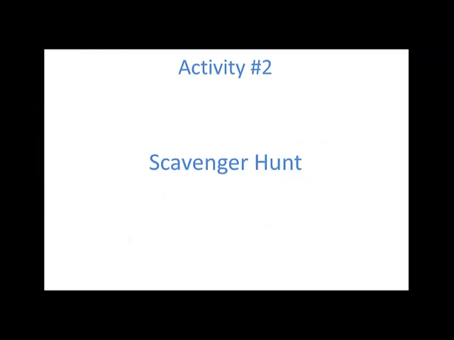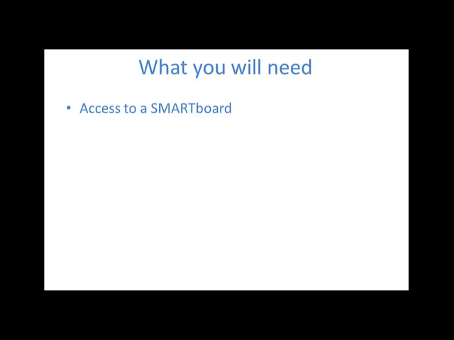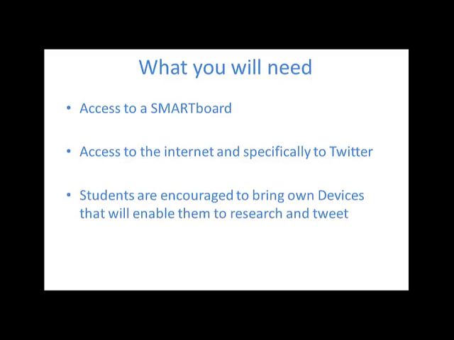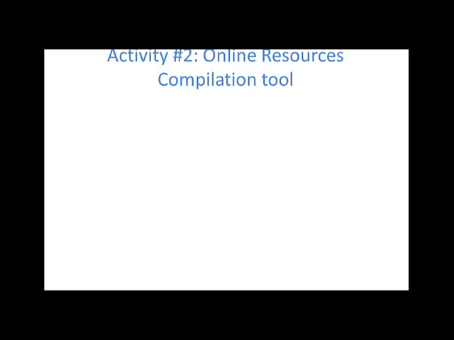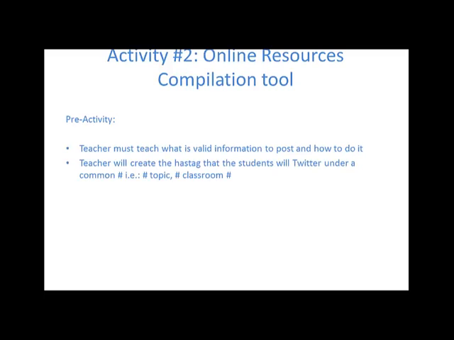The next activity, activity 2, is kind of like a scavenger hunt on the internet, which we then post our information onto Twitter. So this is what you're going to need: access to a smartboard, access to the internet, and specifically to Twitter. The students are encouraged to bring their own devices that will enable them to research and tweet. Each student must sign up for an individual account. Even though the activity is going to be done in pairs, they each must have access to their own account. So this looks at online resources and uses Twitter as a compilation tool. The pre-activity is that teachers must teach what is valid information to post and how to do it.